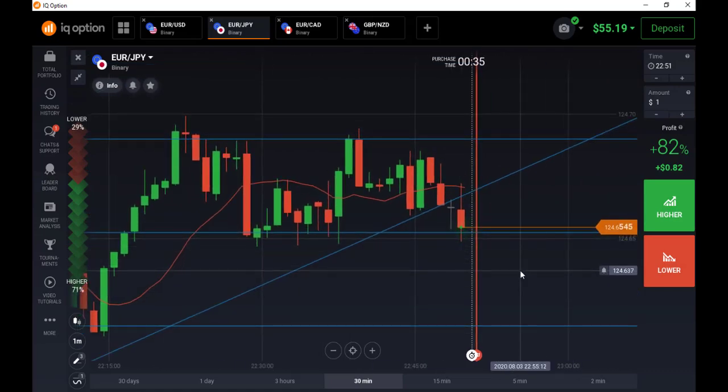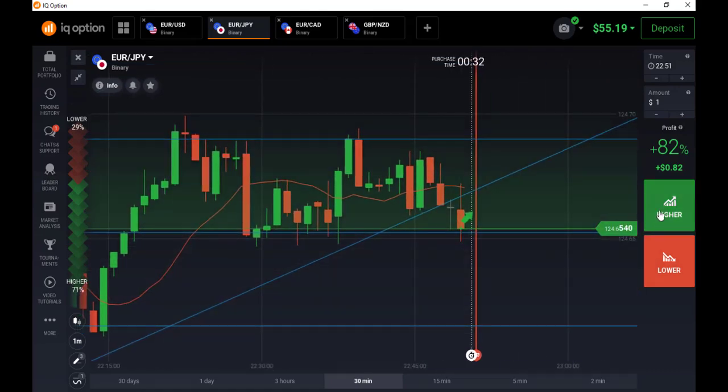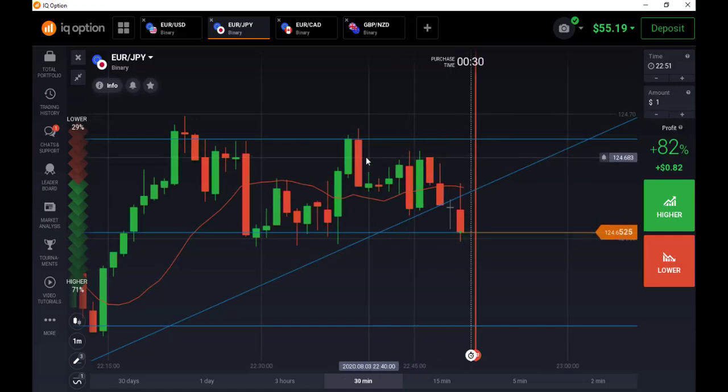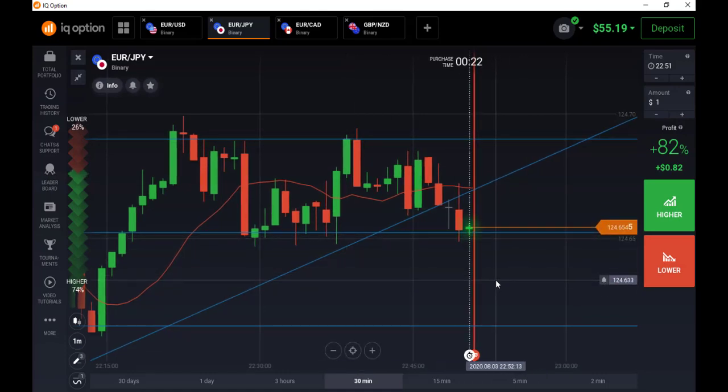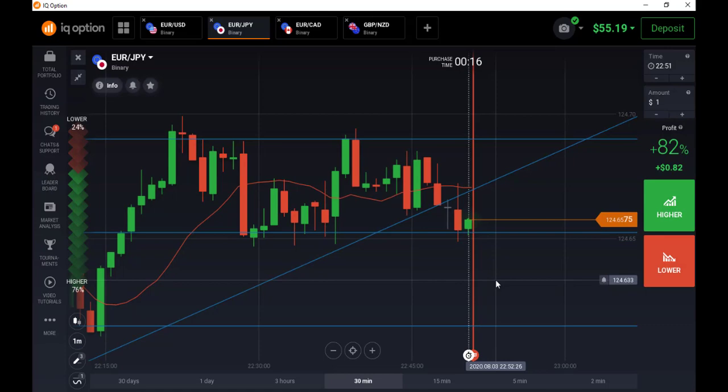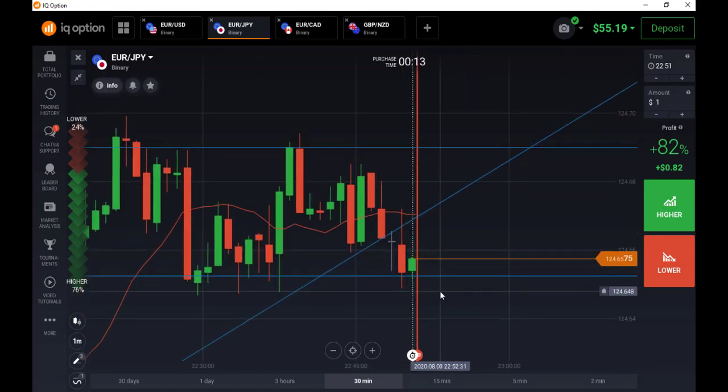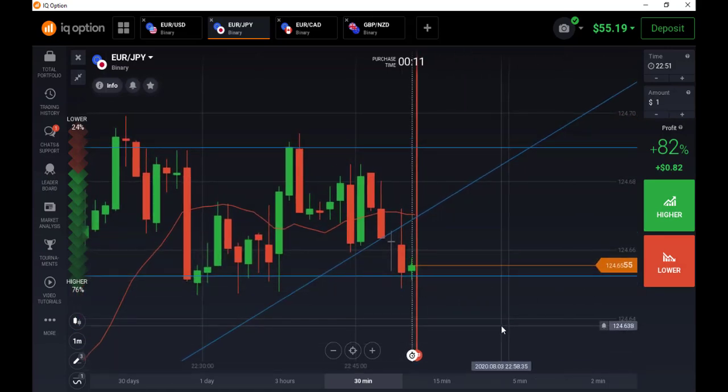I think the next candle will be a green candle, but as I can see, the trend is down, so I don't like to trade against the trend. It should go up, yes, I think it should go up, but I am not sure about this trade. We'll see.